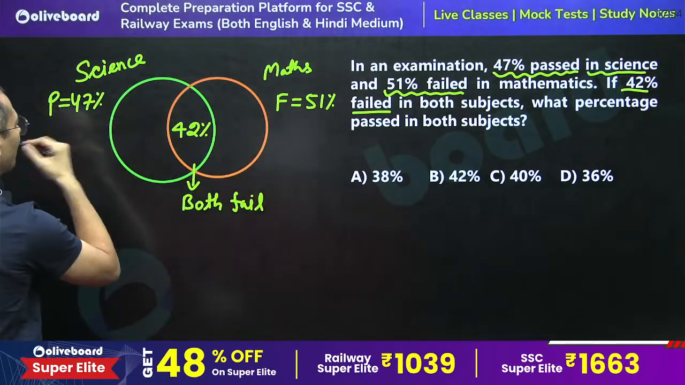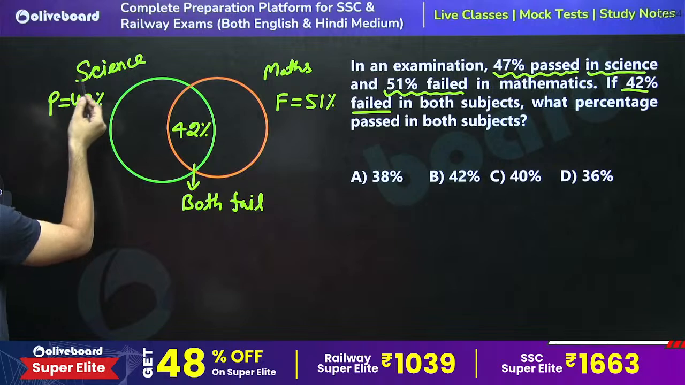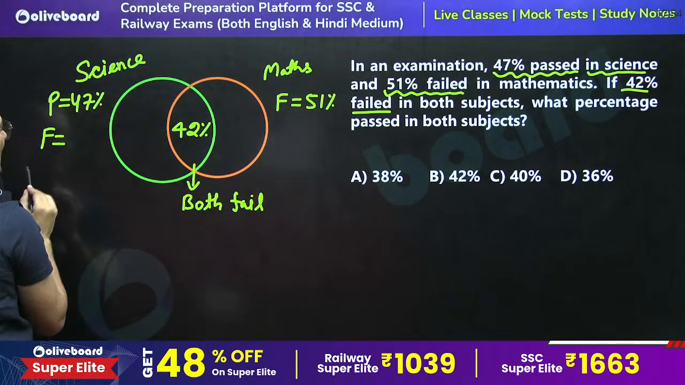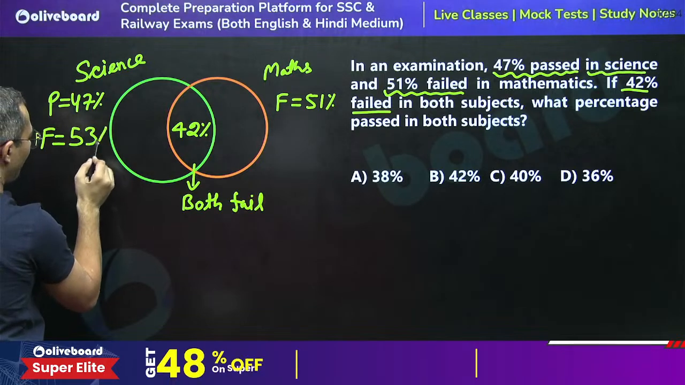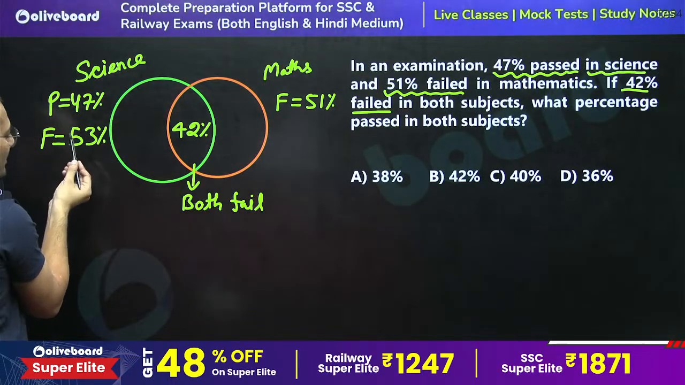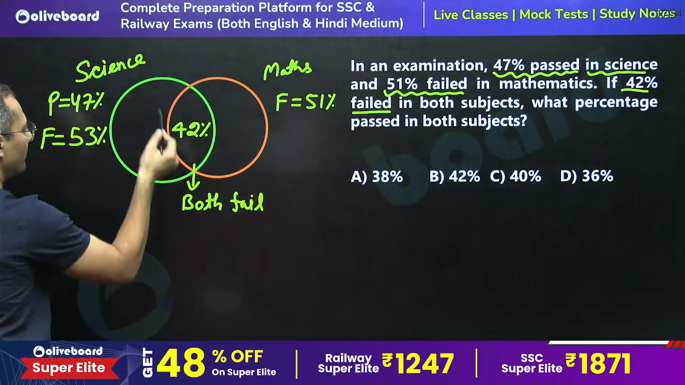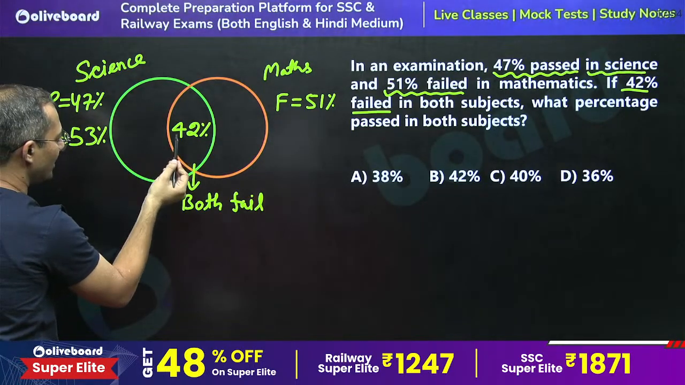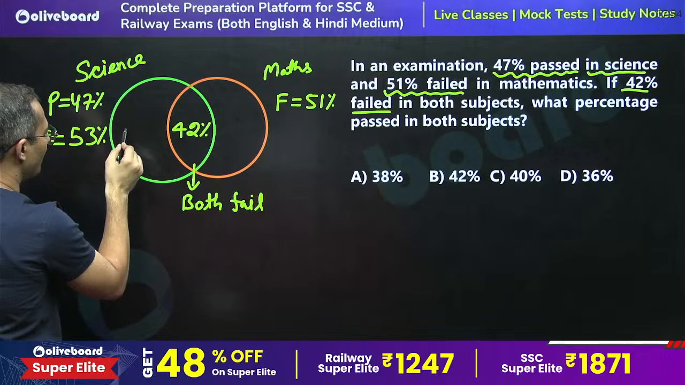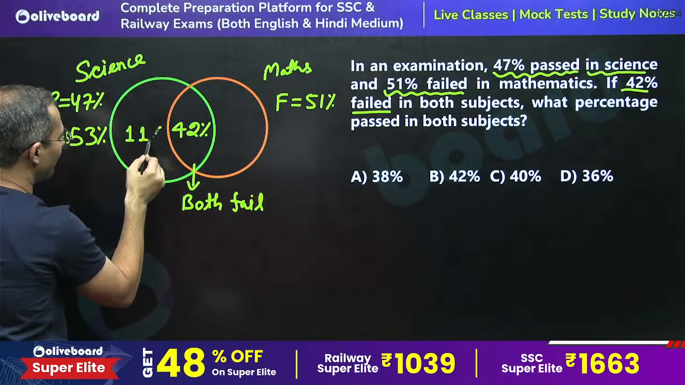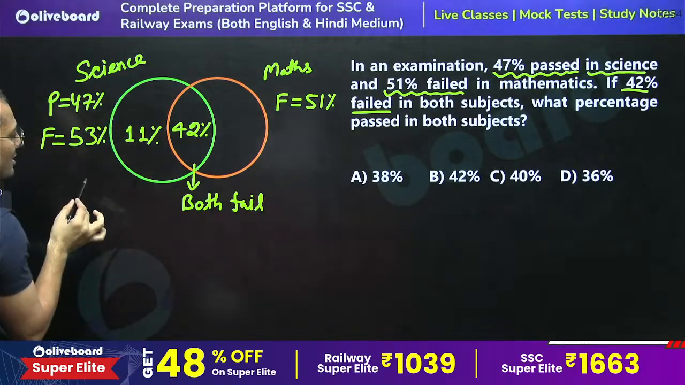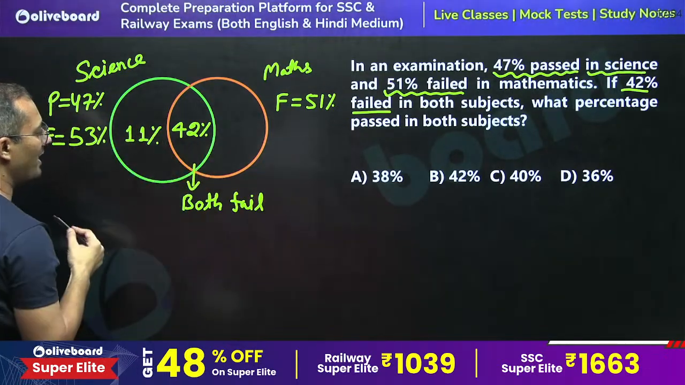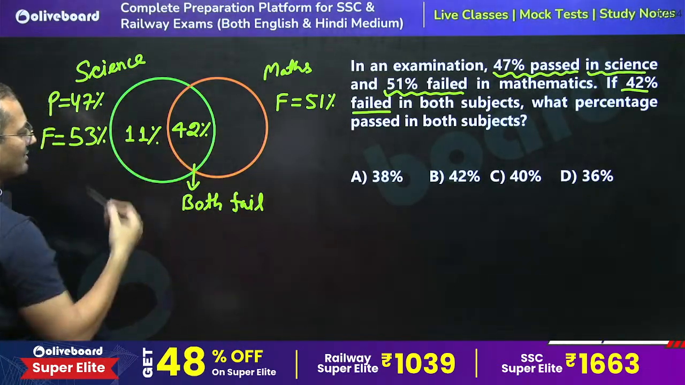So now we have to calculate the fail percentage for science, right? We can say that if 47% passed in science, it means 53% failed in science. If 53% overall failed in science and 42% failed in both, it means out of 53 we have taken 42. So how much is left? We can say that 11% failed only in science. It means they are passing maths, right? So they are passing only math.